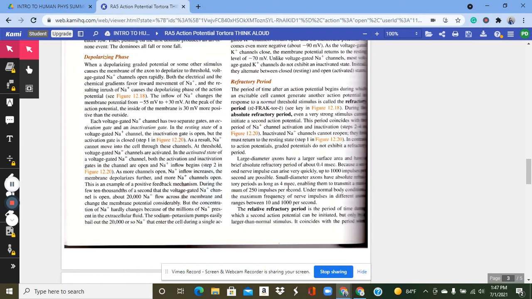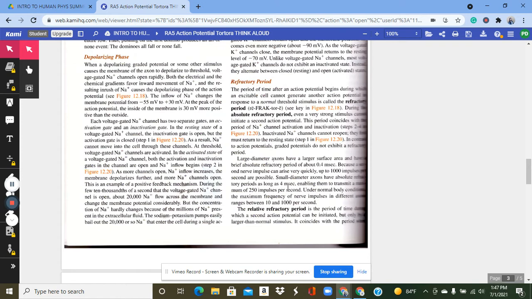So, refractory period. The period of time after an action potential begins during which an excitable cell cannot generate another action potential in response to a normal threshold stimulus is called the refractory period. See key in figure 12.18.